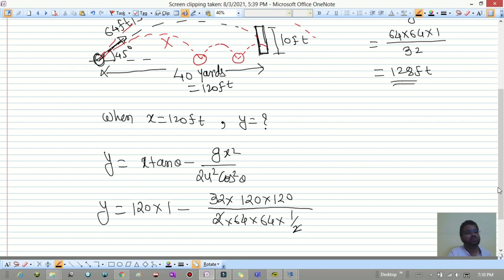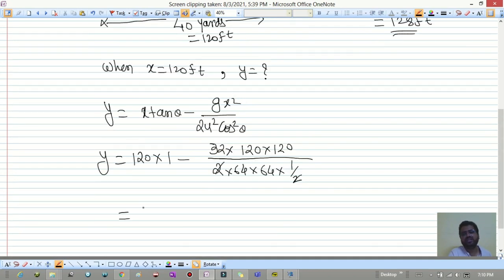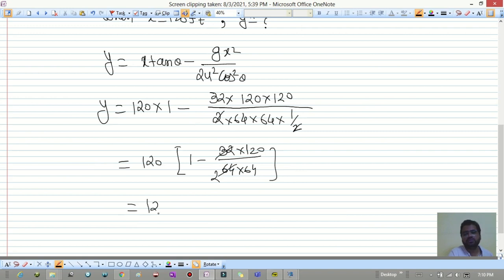So these 2s get cancelled. Now we can take 120 common, in bracket 1 minus 32 into 120 divided by 64 into 64. So these 2s cancel, and we have 120 in bracket 1 minus 120 divided by 128. Now if you just calculate this, you will get 120 into 8 divided by 128.